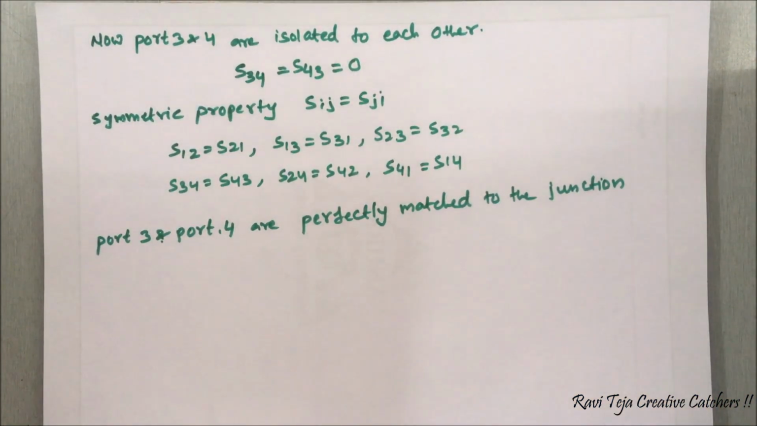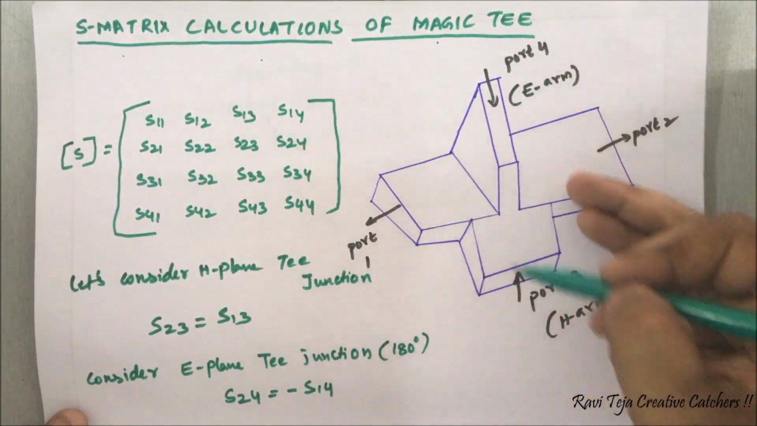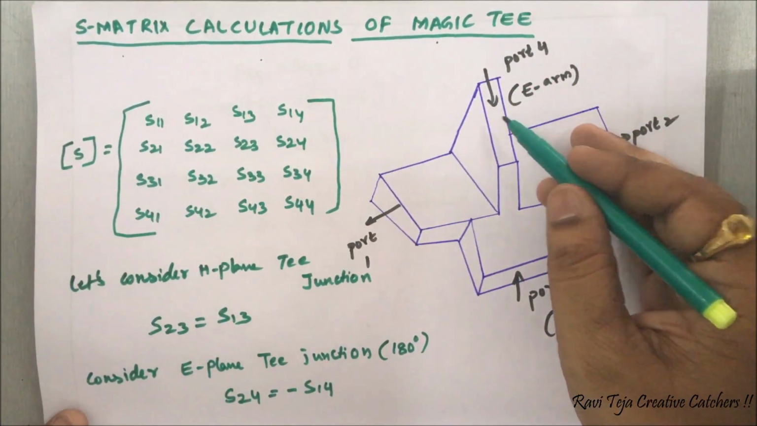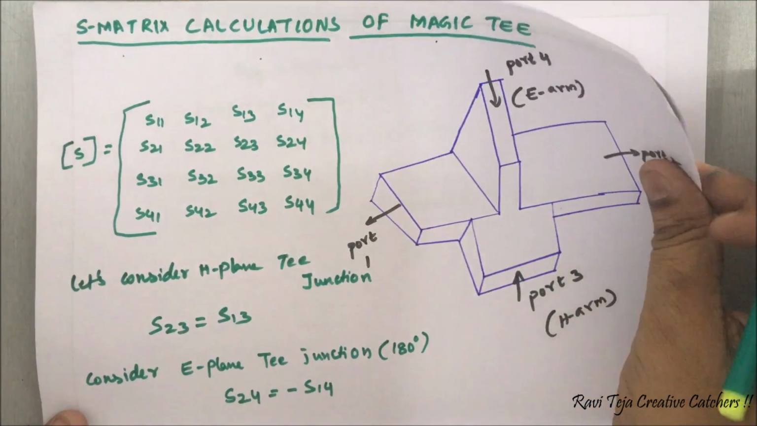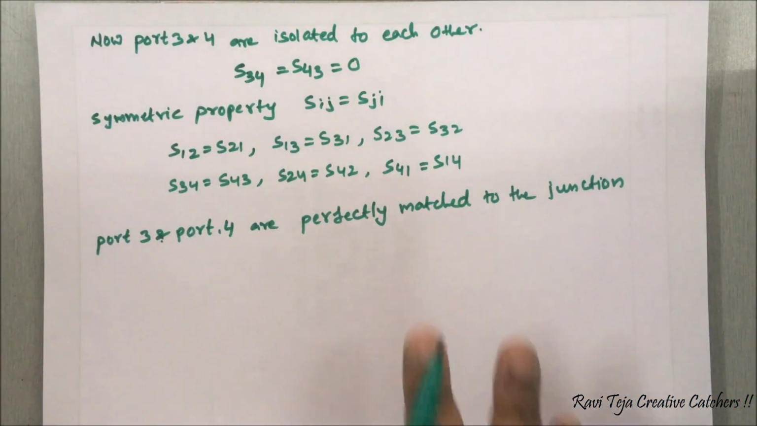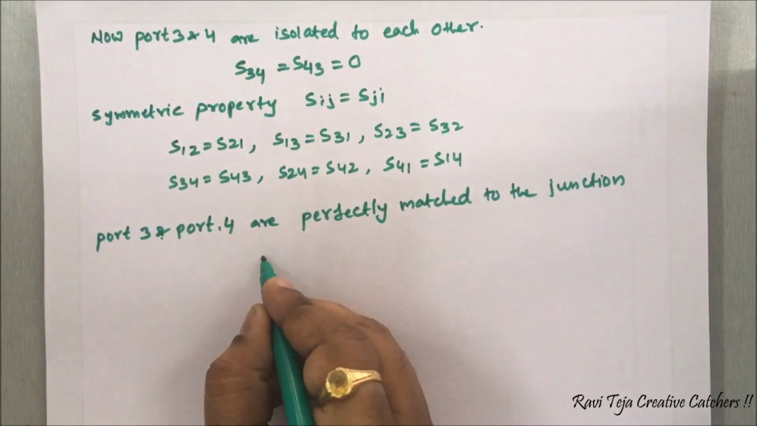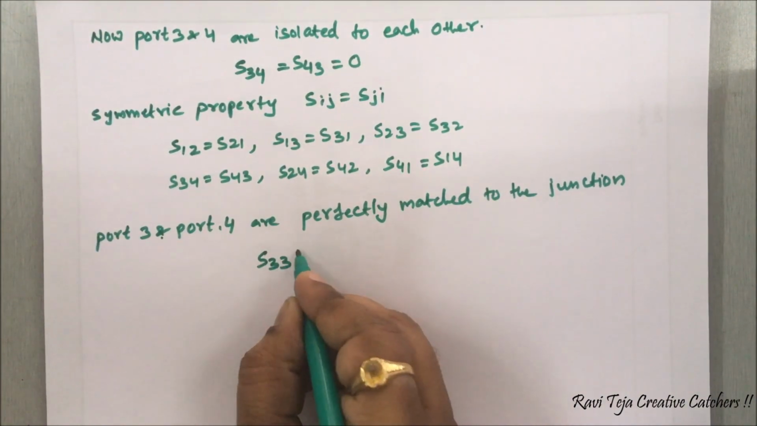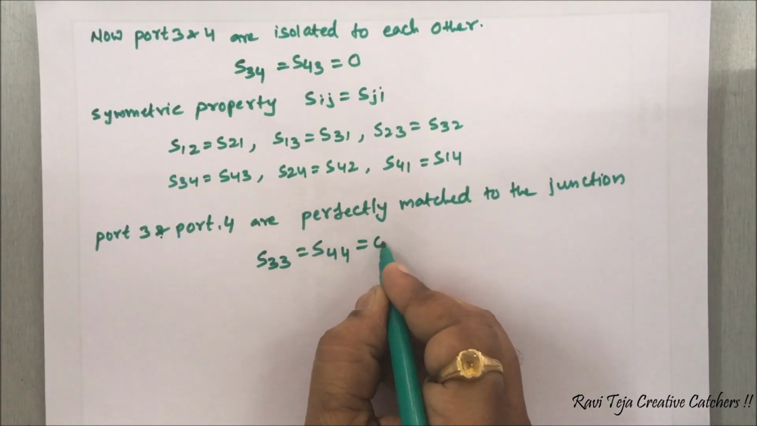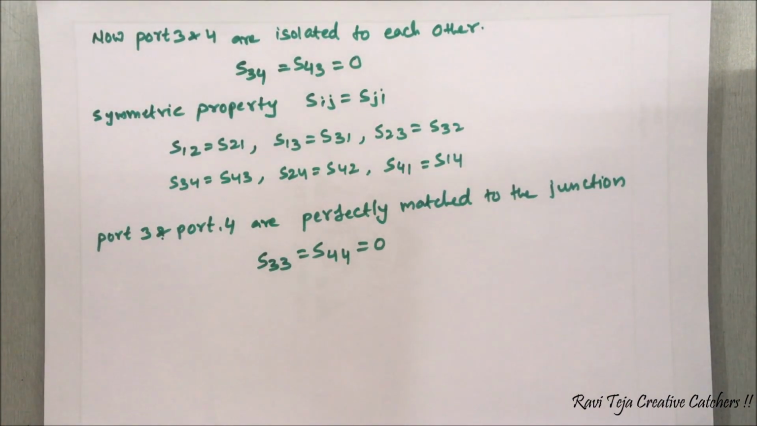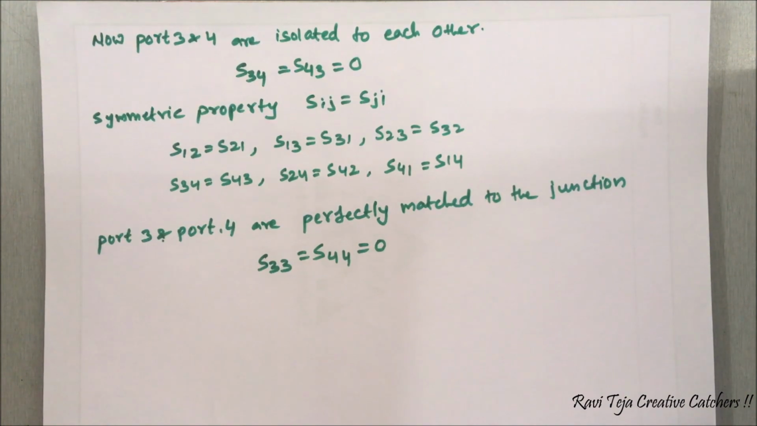Okay, so if you see the diagram, these are EM as well as HM. Port 3 and port 4 are used for inputs and there are no reflections at their respective ports. So that's why both S33 and S44 are considered as 0. Okay, now let's see the conditions once again.